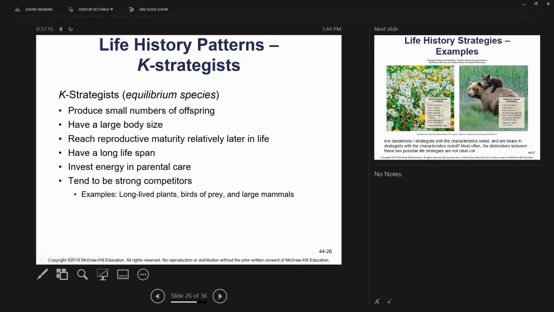If it takes you until you're 30 to reach reproductive maturity, you're going to have a much slower growth rate in your population than if you are reproductive at age 1 month. They usually have a long lifespan. They put lots of time into parental care, so they tend not to reproduce quickly or have separate litters very quickly because they invest energy into care of their offspring. And these tend to be very strong competitors.